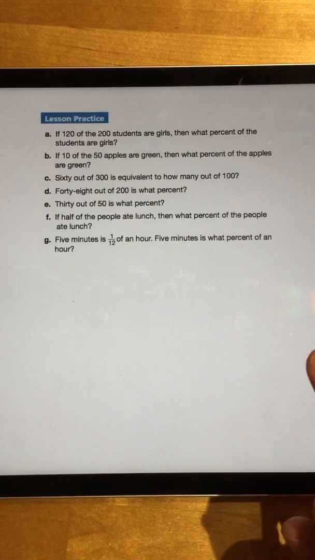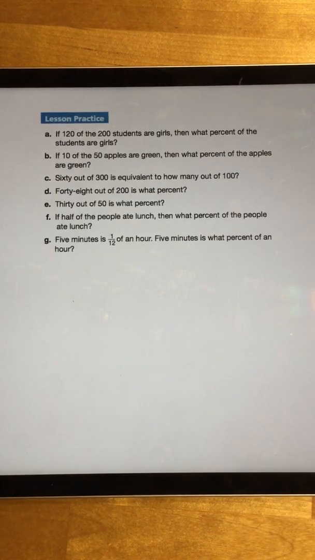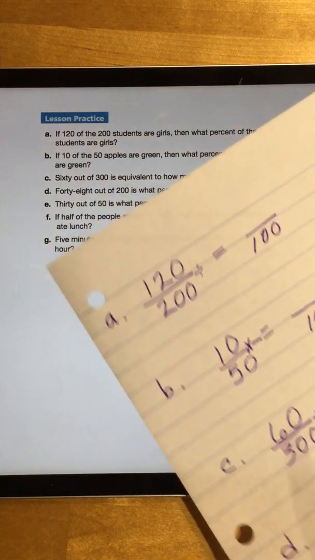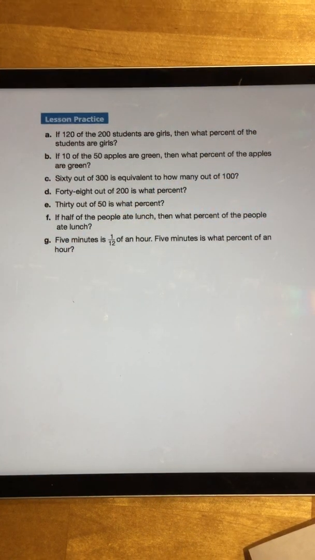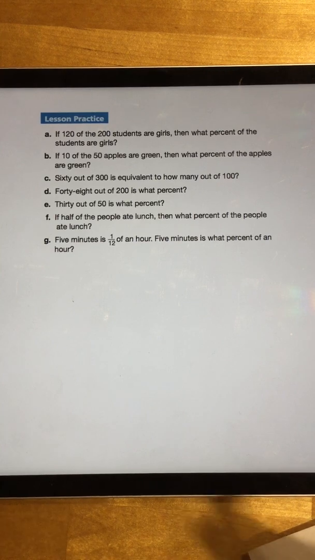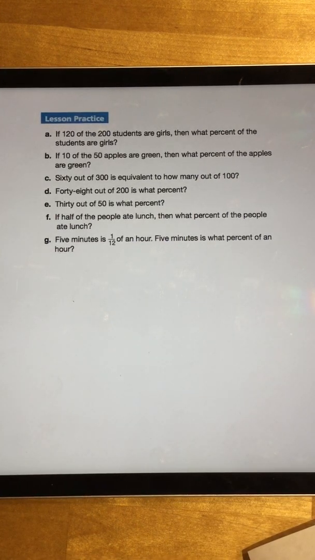All right, here we go. We have our lesson practice. Now, I have it in 2 formats today. I have written it out so that we can do the calculations together, and I have it on the iPad. So, let's talk through this.